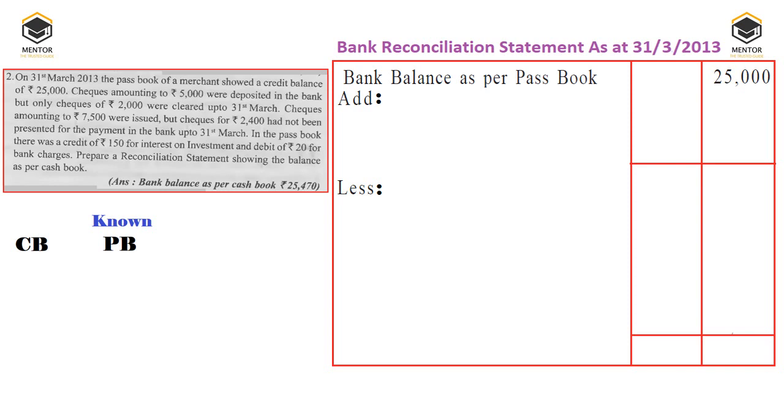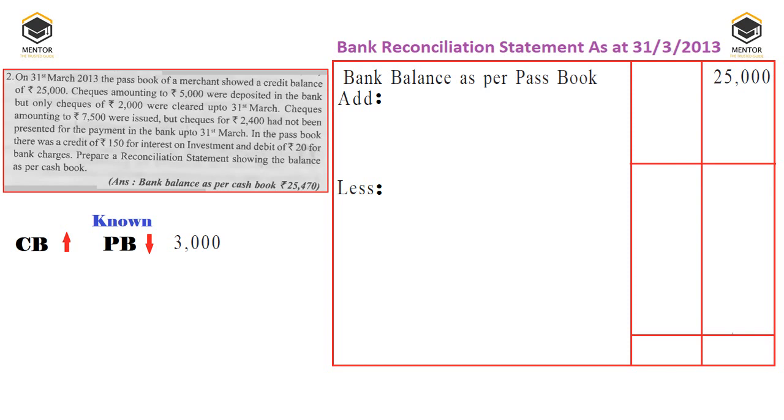So when we have deposited 5,000 checks into the bank, what will happen? Our cash book balance will increase. But out of those 5,000 checks, only 2,000 were cleared. How many were not cleared? That is the problem creating criteria for us. Cleared is fine, it is already recorded in the passbook. But not cleared is creating a problem for us. That should be understood. So the passbook balance will be less, by how much amount? 3,000.